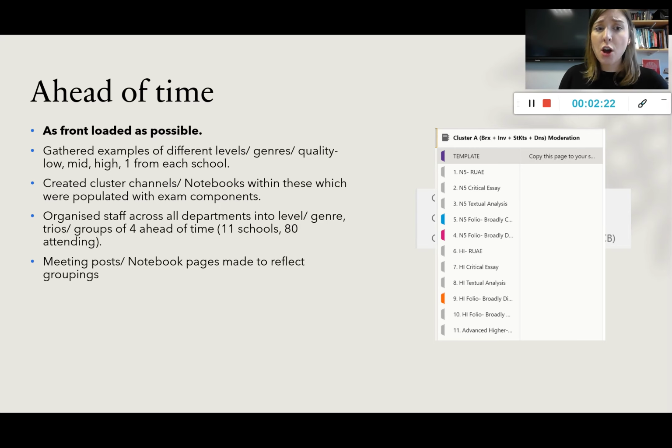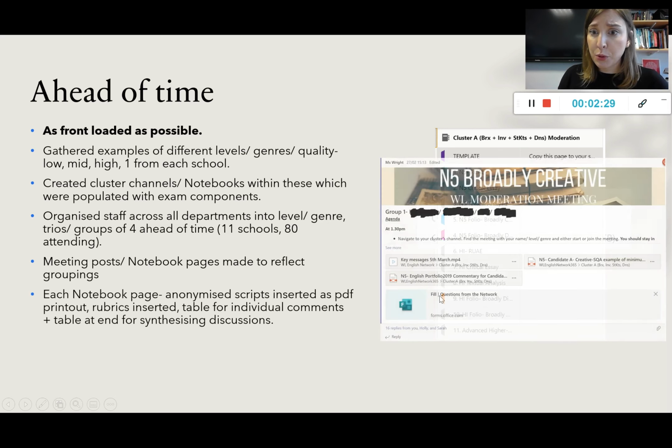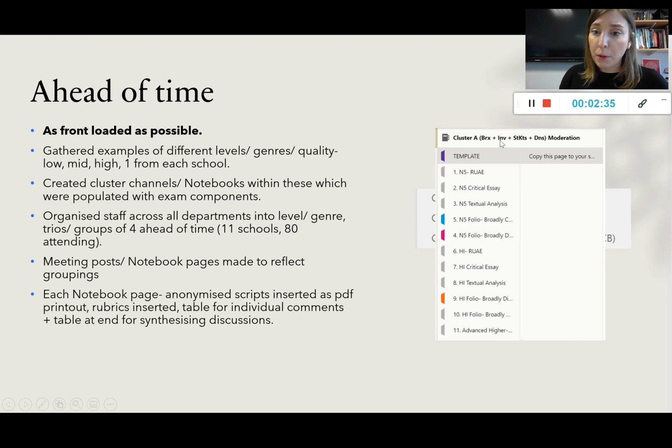Notebook pages were made to reflect groupings as well. Let's have a wee example. Here, for instance, if you were looking at National 5 Broadly Creative and you're in Group 1, you would look back here, National 5 Broadly Creative, and you'll be able to see Group 1 with your initials there.